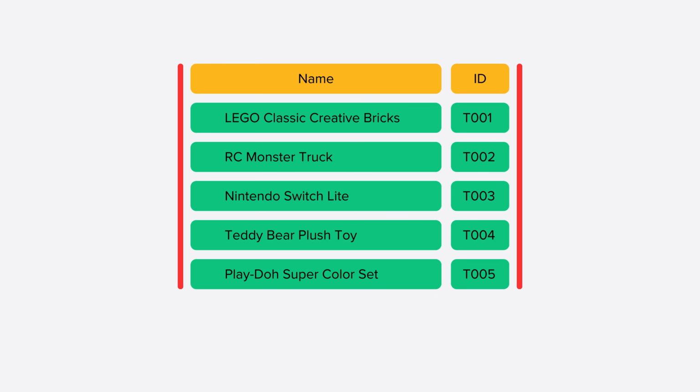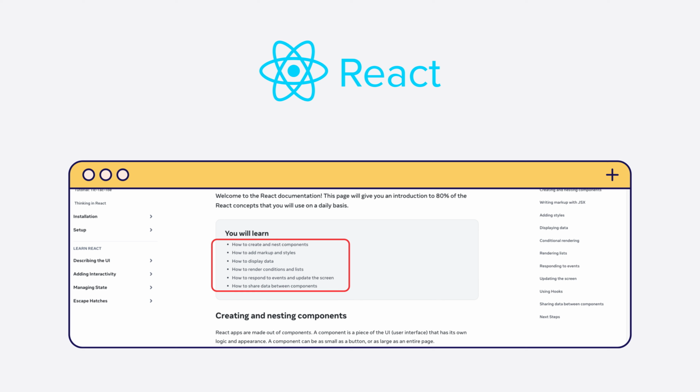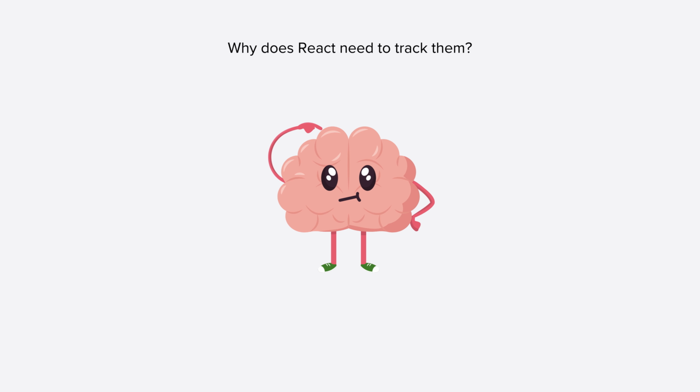Oh, so the tag helps me know which toy is which? Exactly. React does something similar. When we show a list of things, React needs a way to know which item is which. It uses keys to track them. Why does React need to track them?